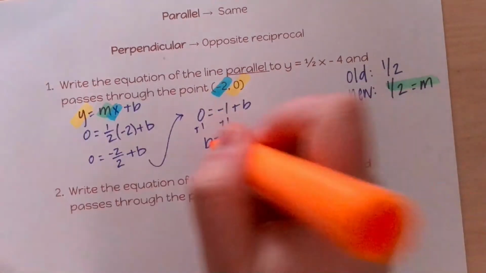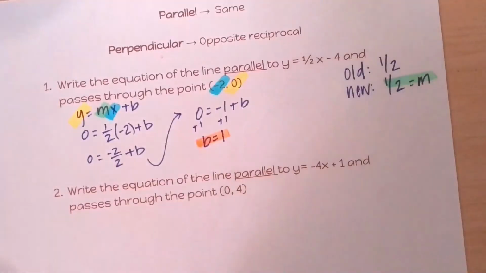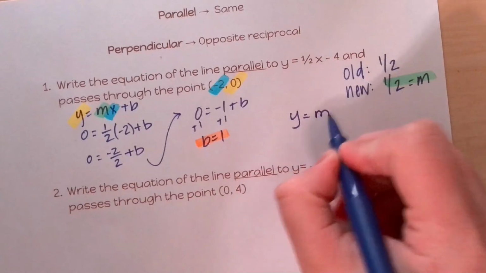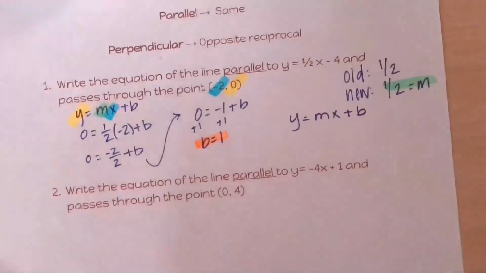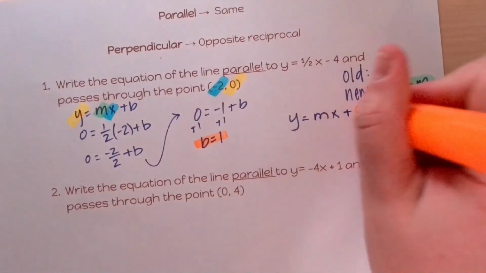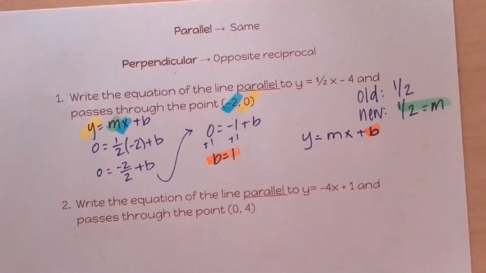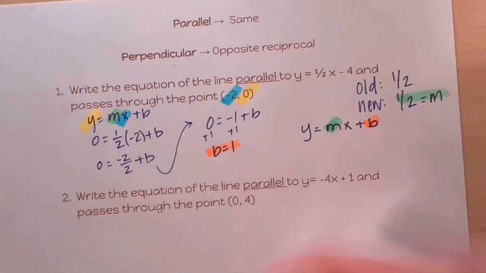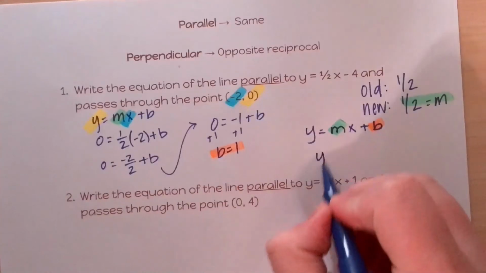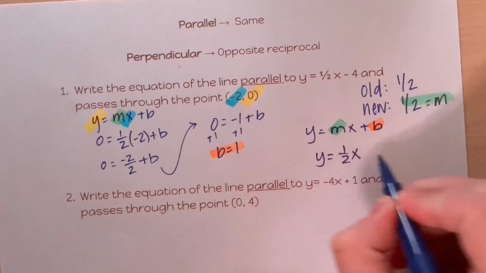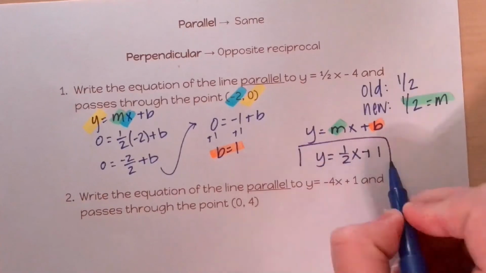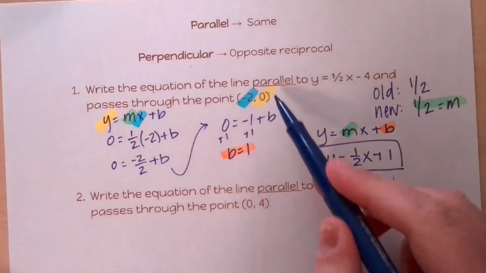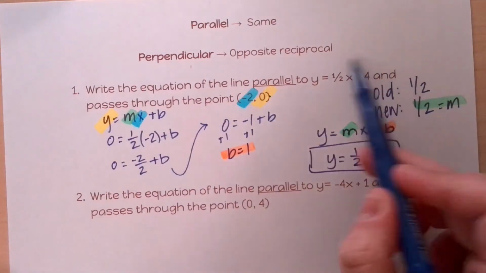Alright, so our new y-intercept for our new equation. Our last step is to plug in our new y-intercept that we just found, that b value, and our new slope, that 1/2. So we have y equals 1/2 x plus 1. And that is a parallel line that passes through this point, and it's parallel to this original equation.